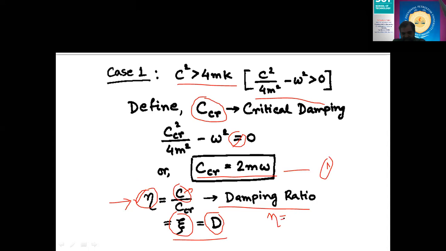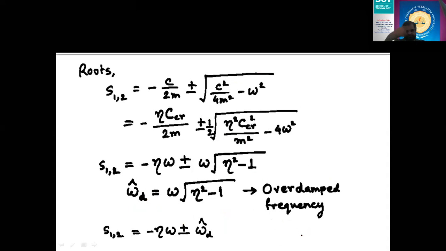Eta is equal to C value upon CCR. So CCR will cancel, and this value will be 1. This is for critical damping, right? If eta is less than 1, it means it is an underdamped case. And if eta is greater than 1, it means it is an overdamped case, right? Because your C value is greater than the value of CCR, then it is overdamped. This is underdamped, right?